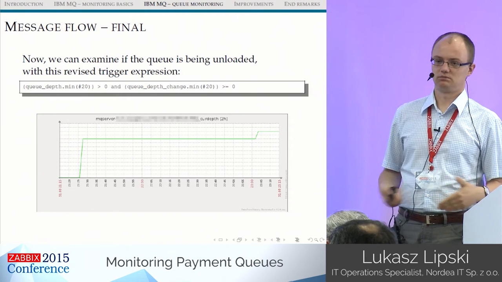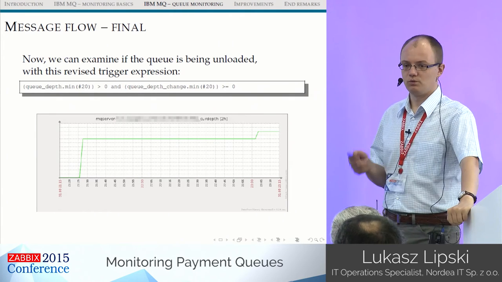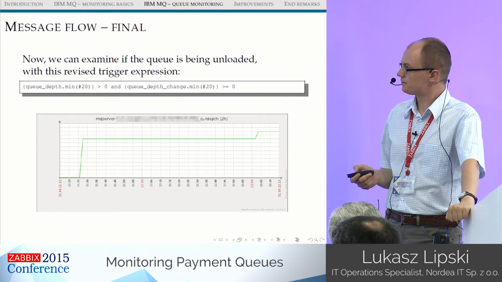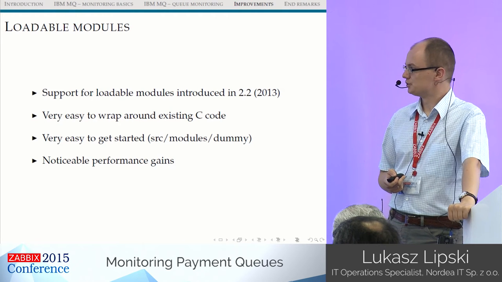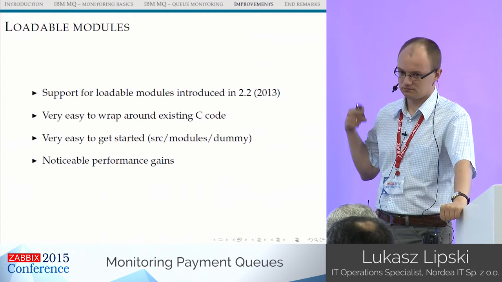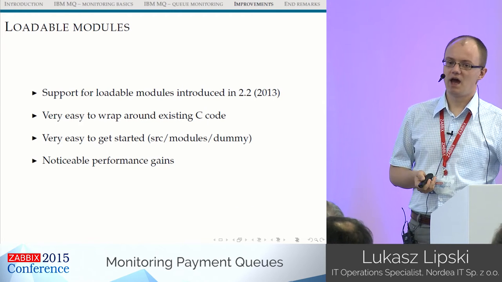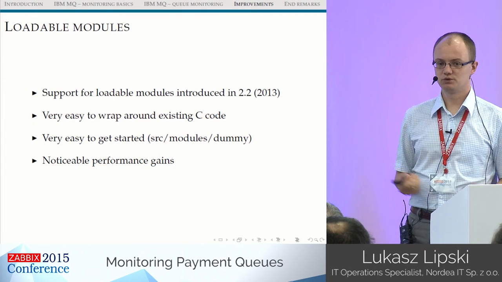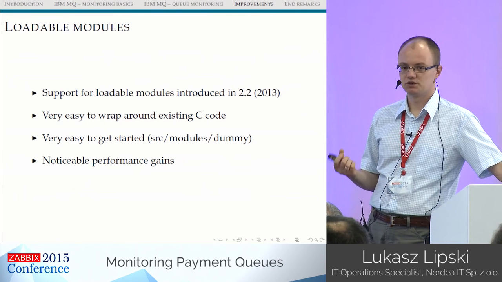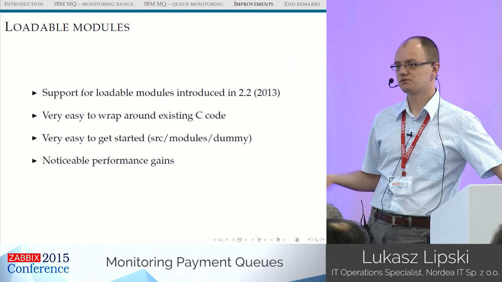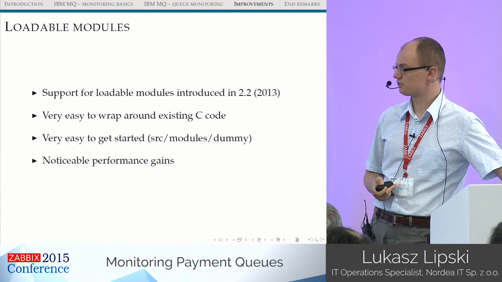So how? Still keeping in mind that we are looking at how to monitor your queues with a minimal effort. How, with a minimal effort, we could improve it even further? Well, the solution I'm about to propose is to use loadable modules introduced in 2.2, which are, as I will try to show, very easy to wrap around existing C code. And the boilerplate code is very simple, and by looking at the examples provided by Zabbix, you would see that there are only several lines of code you need to add to your actual C code. And this will give us noticeable performance gains.